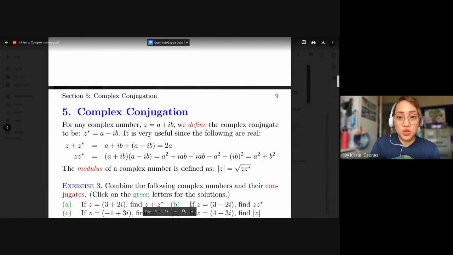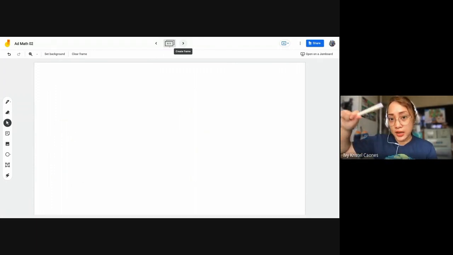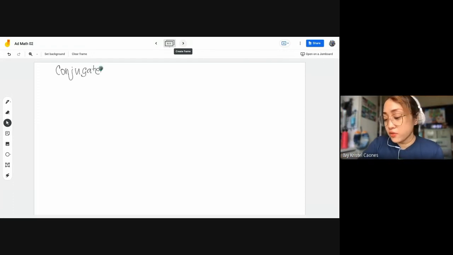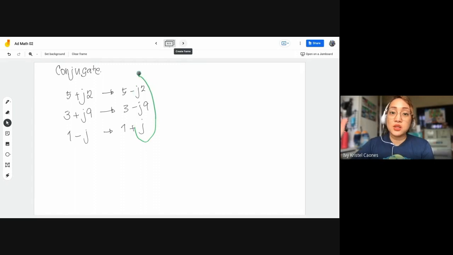Then we have the complex conjugate. When you hear complex conjugate, that means you are getting the imaginary part in its reverse sign. If the number is 5 plus j2, its conjugate will be 5 minus j2. If that is 3 plus j9, it will be 3 minus j9. If that is 1 minus j, that will be 1 plus j. The imaginary part will take the opposite sign. That is the conjugate.